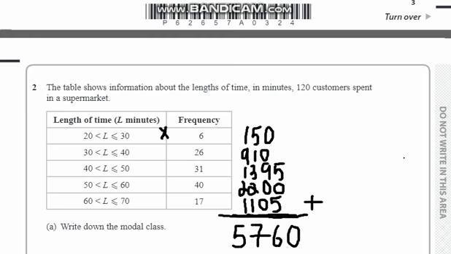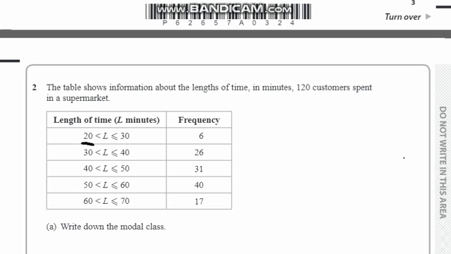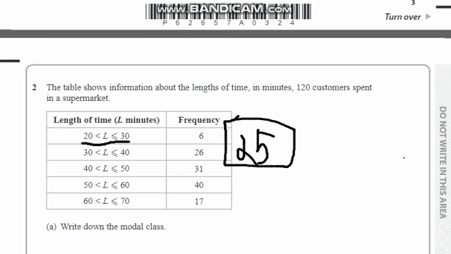5760. That's the total. Now if you are wondering how I found the midpoint, I'll show you. The difference between 20 and 30 is 10, and 10 divided by 2, half of 10, is 5. So we add 5 to 20, which is 25. So 25 is the midpoint of the first length of time. That's how you find the midpoint.